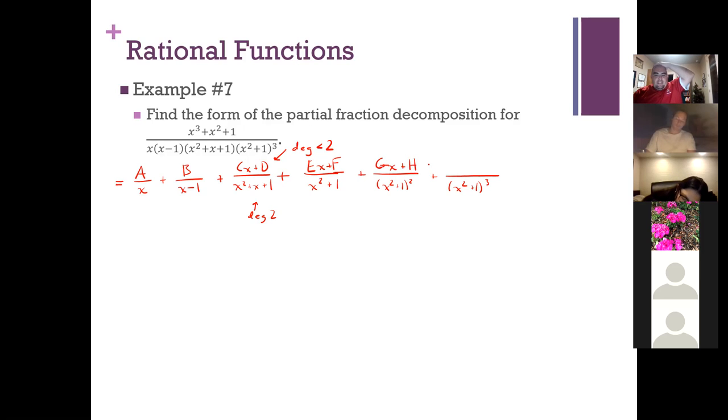So when you have those repeated factors, if you look back to your notes on the example where one of our factors was x minus 1 squared, we had to account for all those powers. But since the factor itself was linear, x minus 1 was linear in that case, all of our numerators can be constant. And then by extension, our last one is going to be ix plus j.